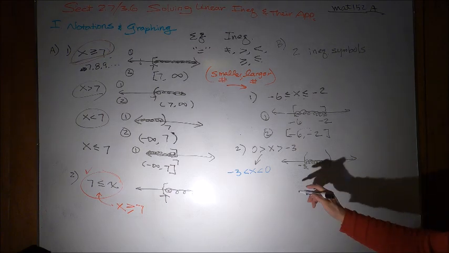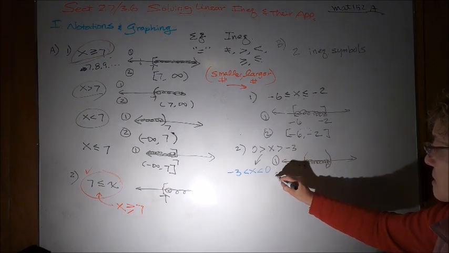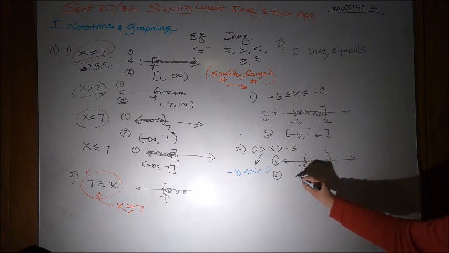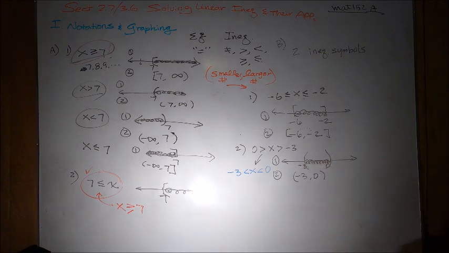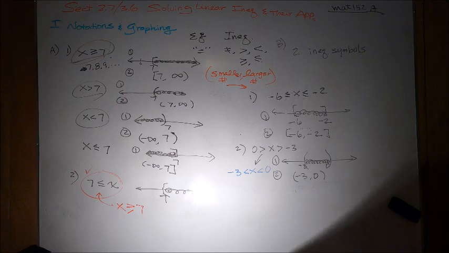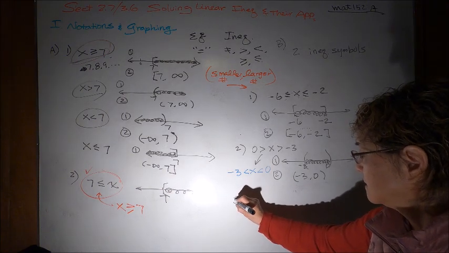How do you write it in interval notation? -3 and 0 with what? Parentheses, right? Okay, let's look at the next one.